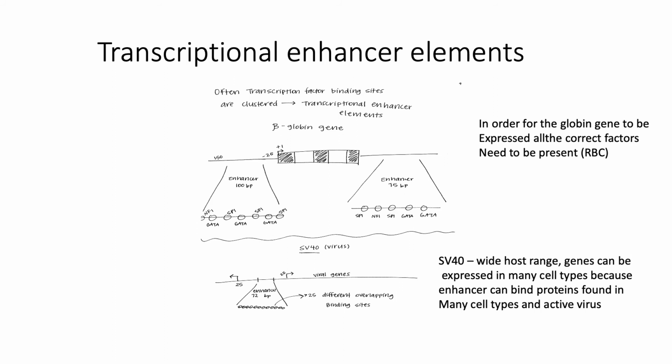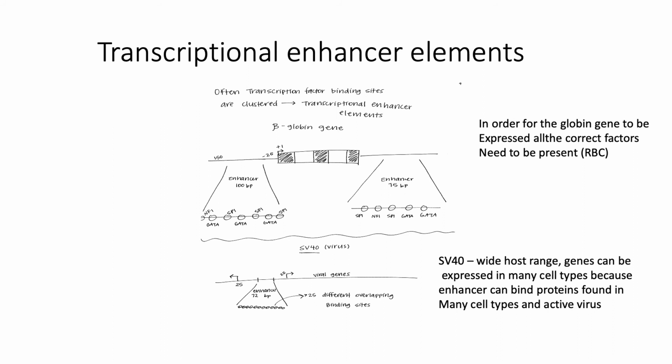SP1, GATA, SP1, GATA, and at the very left-hand side, NF1. So there's a bunch of these proteins that need to be bound. And interestingly, there's also a transcriptional enhancer downstream of the gene, downstream of the transcribed region, around a 75 base pair element, which binds to another cluster of 5 proteins.